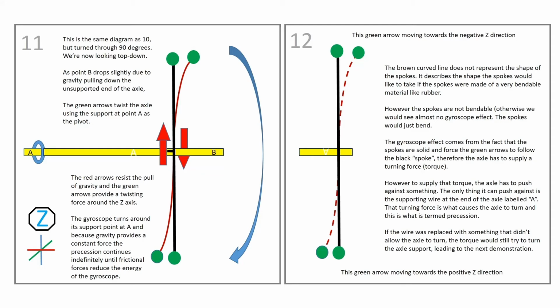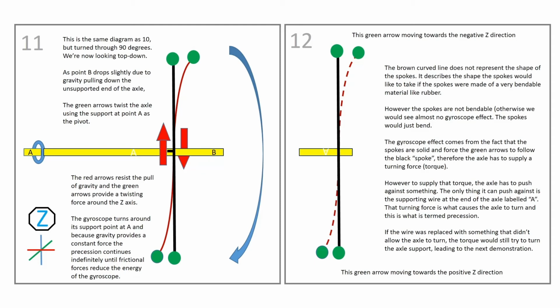Looking down in the Z direction, we can see that the green arrows still want to continue on their original path. This bends the spokes slightly in the XY plane, and the stresses on the spokes produce a torque on the axle which causes the gyroscope to precess in the anti-clockwise direction, looking down. If the gyroscope was spinning in the opposite direction, it would precess in the clockwise direction.